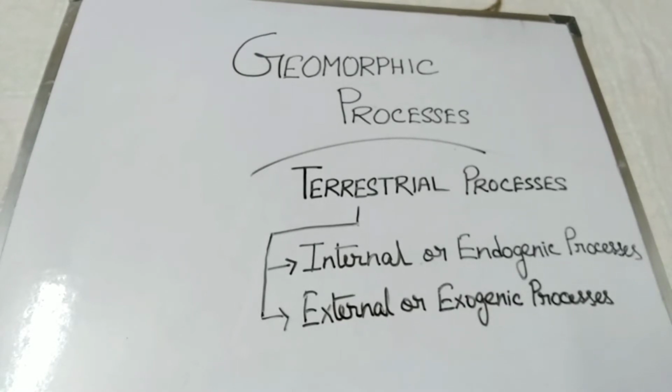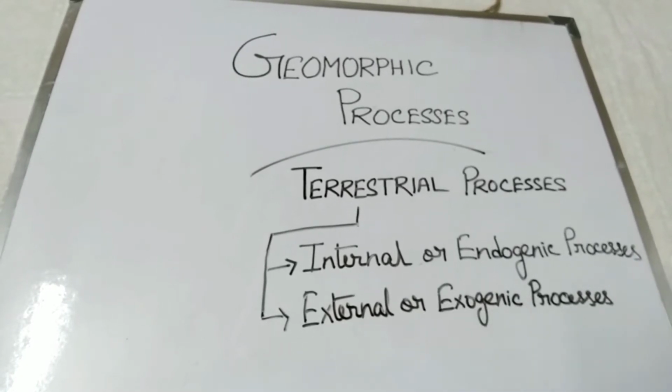Under this, we are going to learn about terrestrial processes. These terrestrial processes can be divided into two parts: internal or endogenic processes, and external or exogenic processes. Now we are going to discuss all of this in detail.